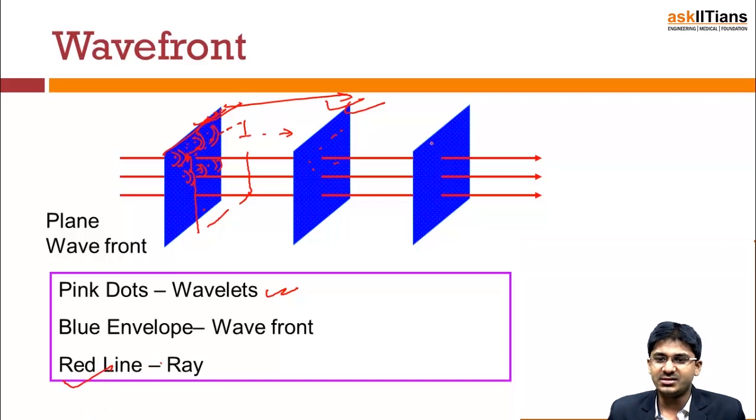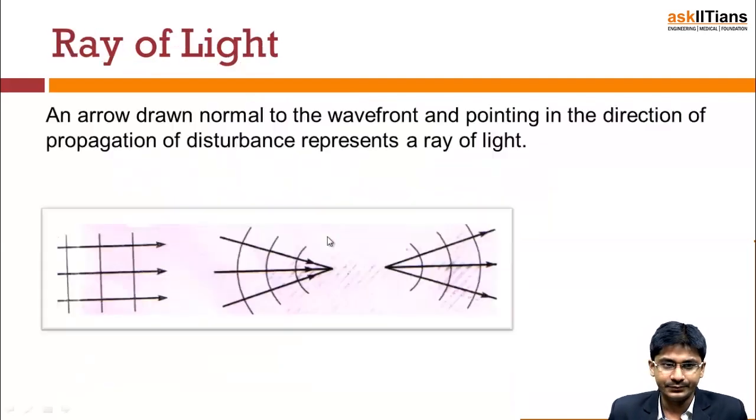Red lines are called the rays. These are the rays, and you can see this is perpendicular. It's always perpendicular. Okay. So we have seen it's the similar thing, an arrow drawn normal to the wavefront. What you have to do is draw a normal to the wavefront and you will get the ray. If this is a plane wavefront, these are parallel rays that are coming. So how to find out the wavefront? Draw perpendicular to it and then join it.